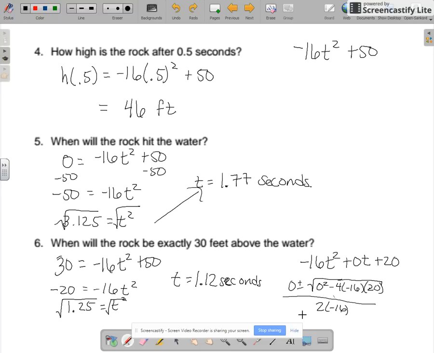Okay, so that's the end of example number 2. What I want you to do now is, if you have not already done so, I want you to try example number 3 and ask questions if you have them.